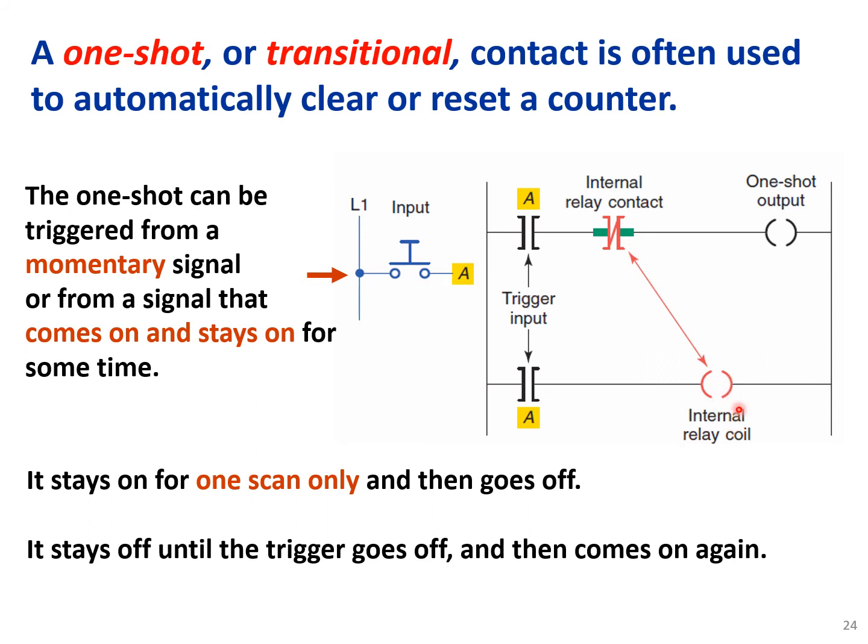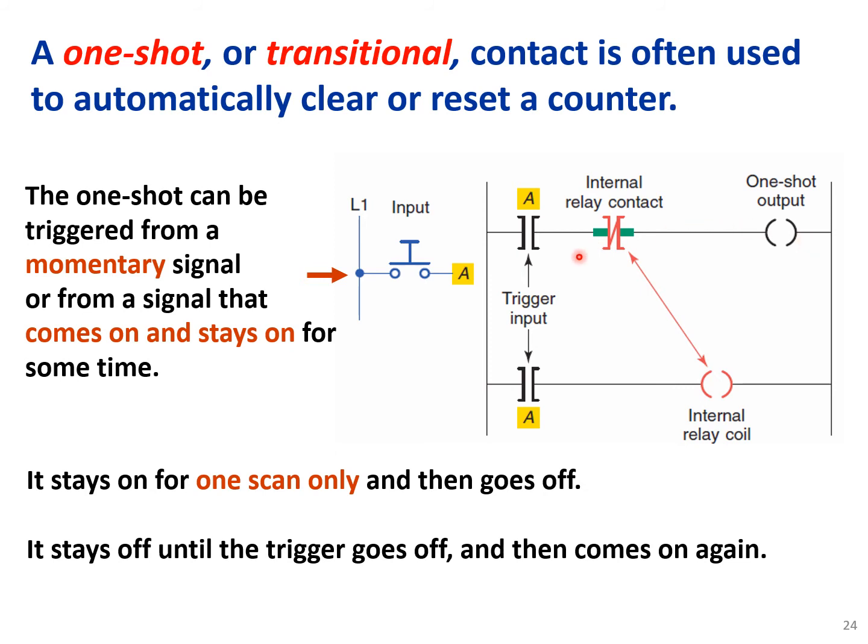This is the internal memory, and since the scanning goes from top rungs to bottom rungs, the first rung is scanned first. When input A becomes true, the internal coil is not yet true because we are in the upper rung. So the negated value of that internal relay coil will be true, and the one-shot output becomes true, or becomes on.